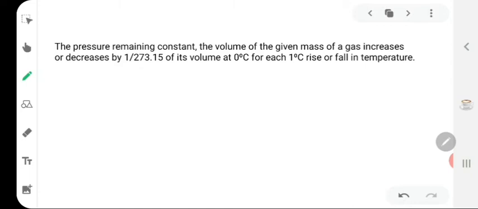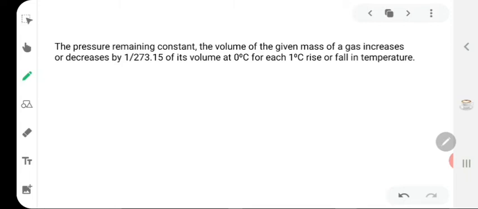So using this expression, we can write down Charles' law in a different way. The pressure remaining constant, the volume of the given mass of a gas increases or decreases by 1 by 273.15 of its volume at 0 degree Celsius for each 1 degree Celsius rise or fall in temperature.